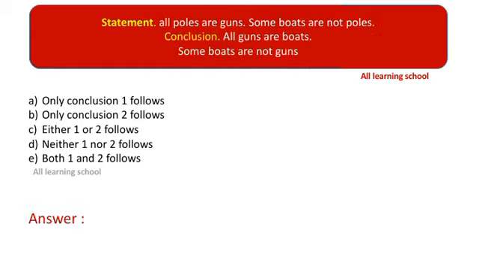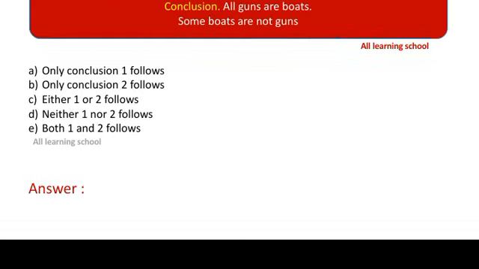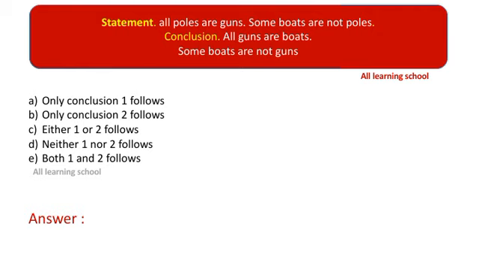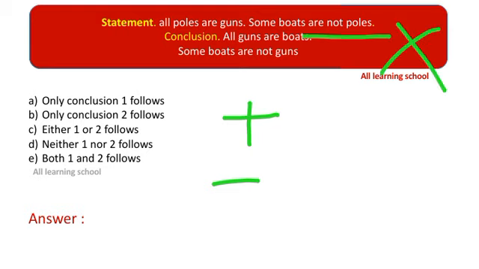Now question number 17. All poles are guns, some boards are not poles. The first statement is positive, the second statement is negative. If one statement is positive and one statement is negative, the conclusion should be negative. So the first conclusion is positive, it is a wrong conclusion.